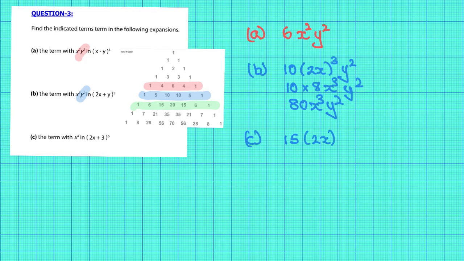Now expand the others. 2x to the power of 4, 3 squared. Multiply out, we get 15 times 2 to the power of 4, which is 16, x to the 4 times 9, which when you multiply out comes to 2160 x to the power of 4.